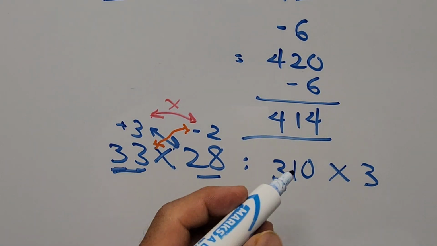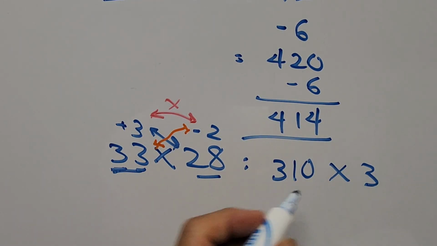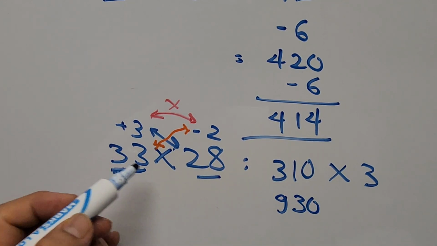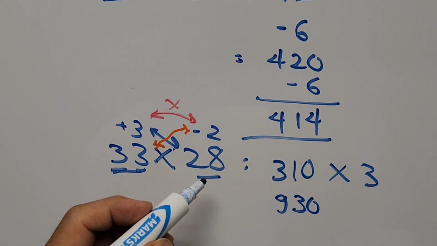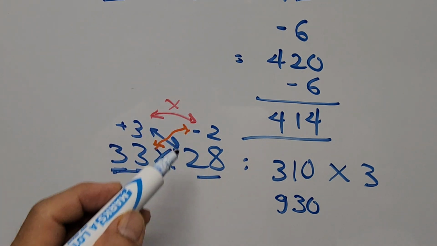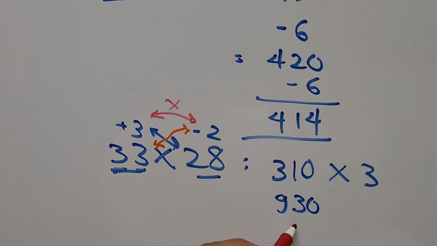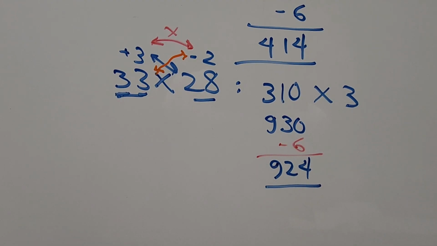So 310 times 3, that is 930. And then the second part of our answer is multiplying these two numbers. So positive 3 times negative 2, that is negative 6. So that means we're subtracting it, right? So this is 924. That's the answer. And so let's try another one.